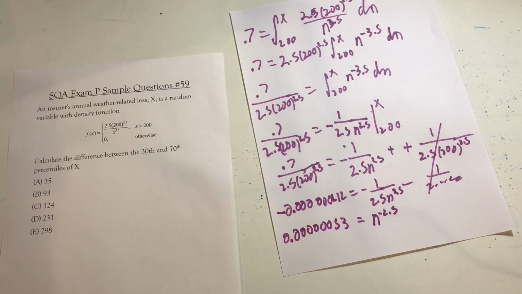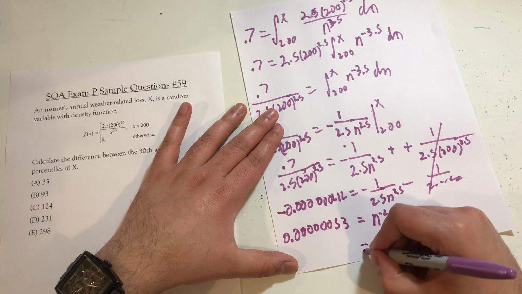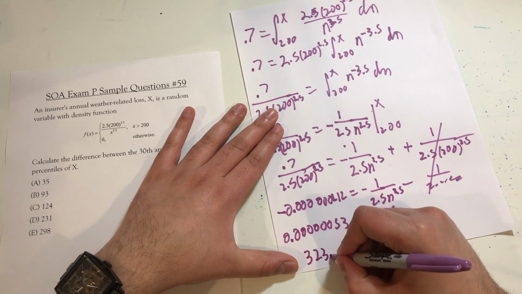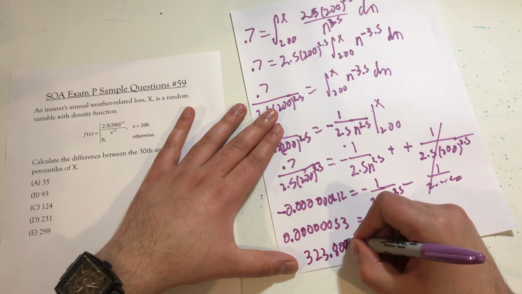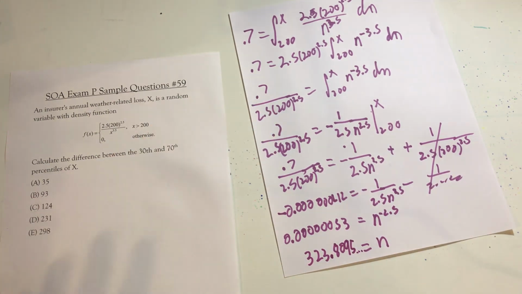And I get n, or my 70th percentile, equaling 323.8095, and some more stuff. Right, so it's approximately that value. And that is the 70th percentile. So half the question's done. We still got another half to go.